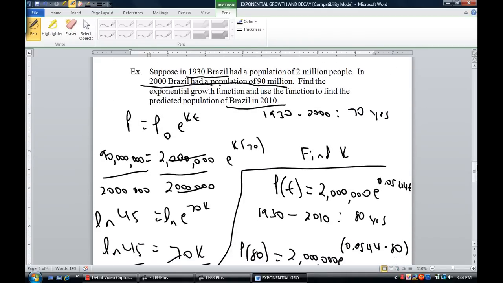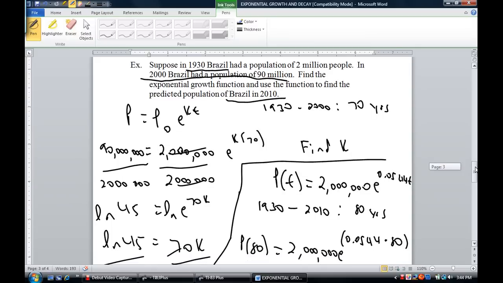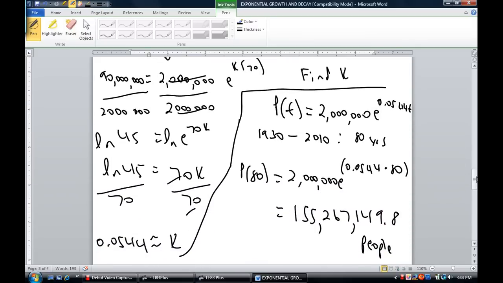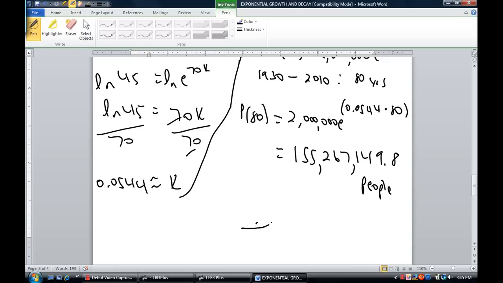And so that's what we're doing. It's the same process as we did before, but it increased quite a bit. That's what exponential growth means. In 70 years, it went from 2 million to 90 million, which is a growth of 88 million. And then in the next 10 years, from 2000 to 2010, it increased by what? 75 million more? Or 65 million more? That's a big jump. That's what exponential growth means. It's like the graph's going up quickly at a certain time frame. It gets bigger quicker.